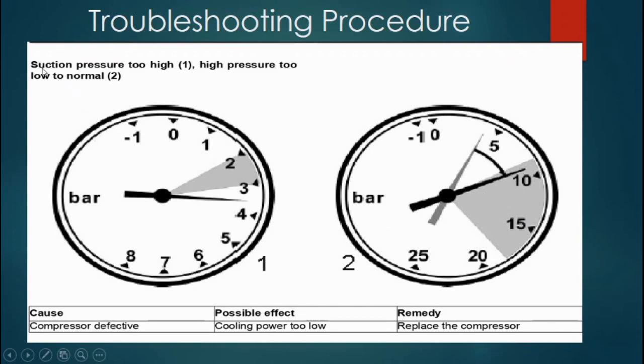So in the first combination, suction pressure too high, high pressure too low to normal, then what's the problem? Compressor defective. The possible effect is cooling power too low, and its remedy is to replace the compressor.